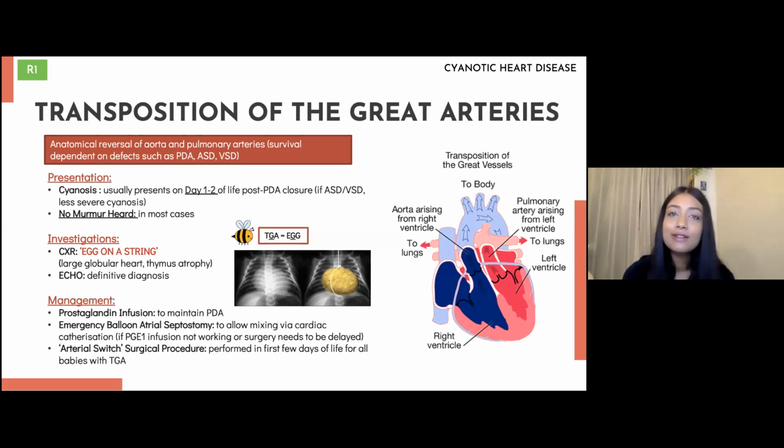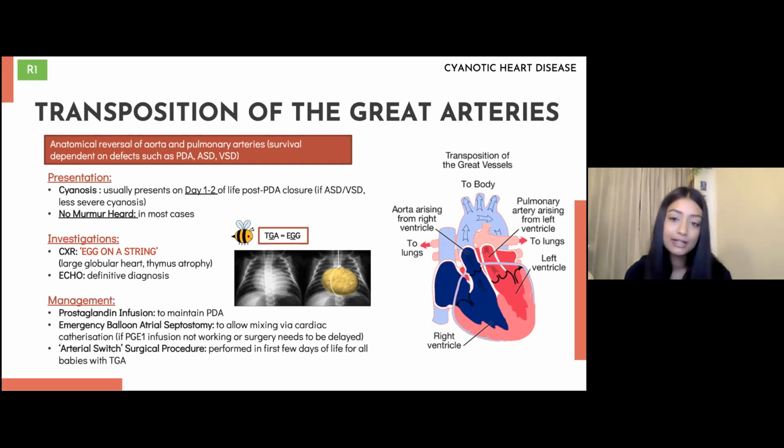So the reason it looks like an egg is because of cardiomegaly. It's a really large globular heart that just looks like a giant egg sitting in the chest. And the reason it's on a string is because there's stress-induced thymic atrophy, so it has quite a narrow mediastinal appearance. That's why it looks like it's on a narrow string.